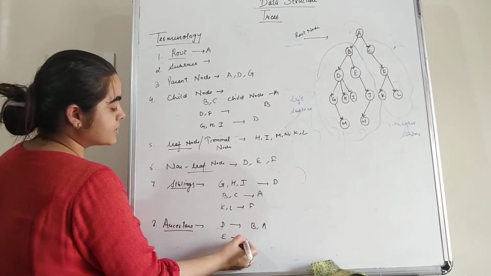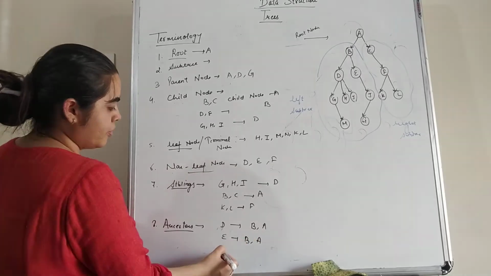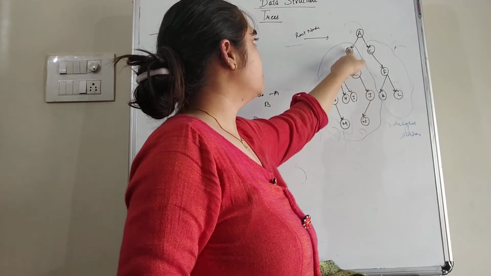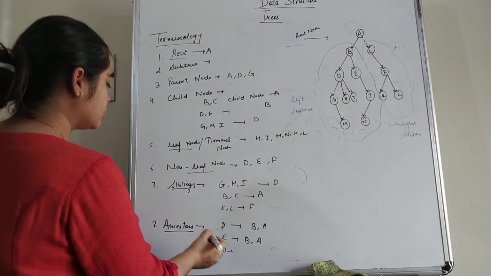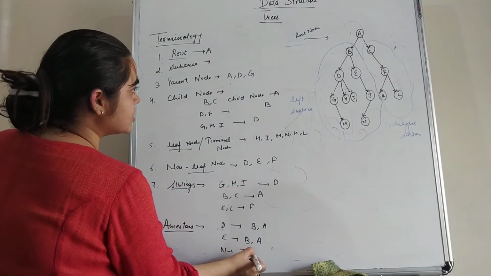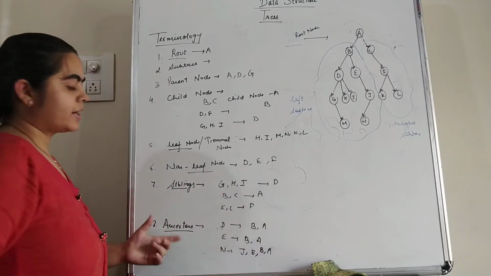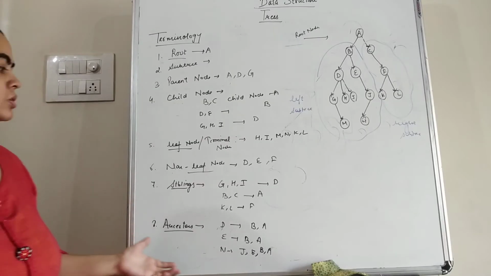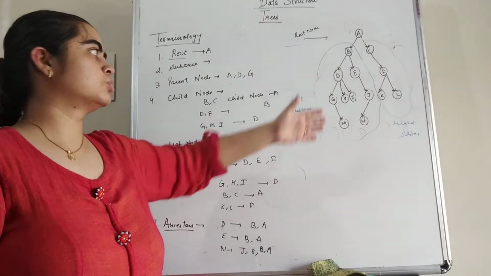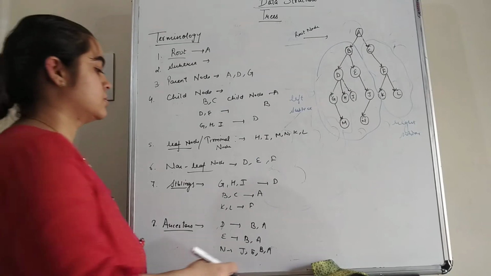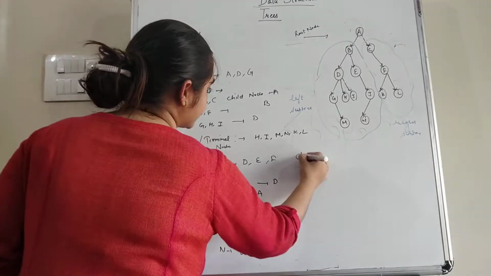For E, the ancestors are B and A. For N, the ancestors are J, E, B and A. So that is the ancestors: all the nodes from the root to the particular node for which we want to check the ancestors. After this we have the descendants.